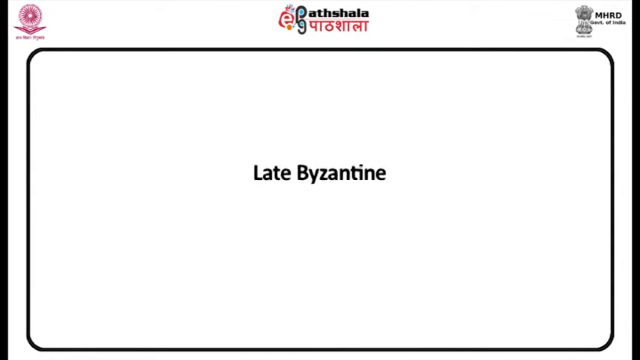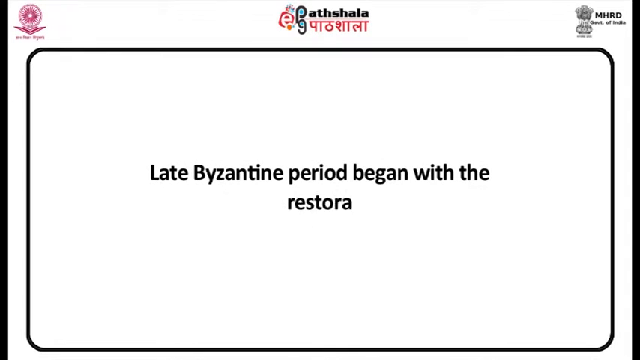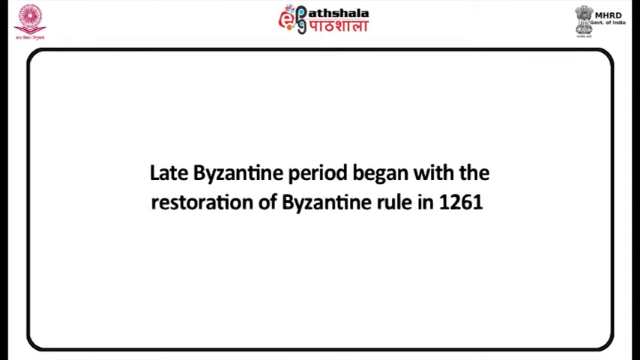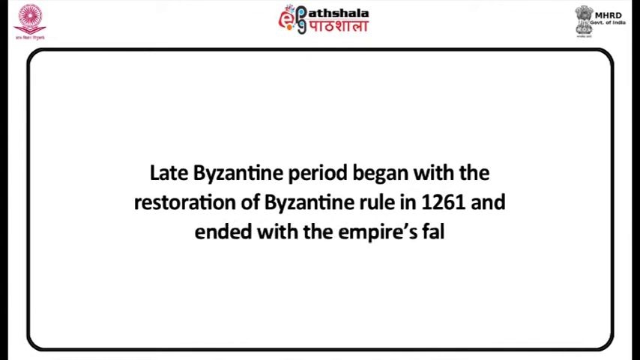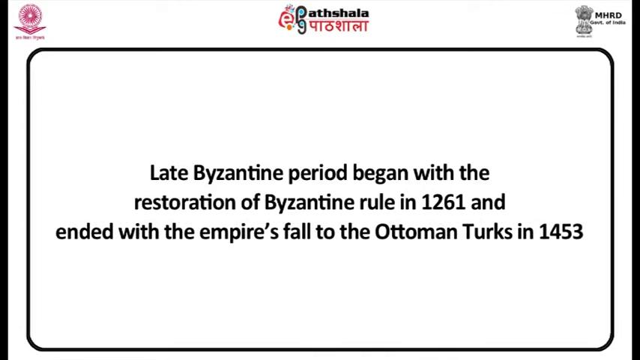The late Byzantine period began with the restoration of Byzantine rule in 1261, and ended with the empire's fall to the Ottoman Turks in 1453, at which point Russia succeeded Constantinople as the Third Rome and the center of the Eastern Orthodox Church. Late Byzantine art continued to flourish into the 18th century in Ukraine, Russia, and much of southeastern Europe.